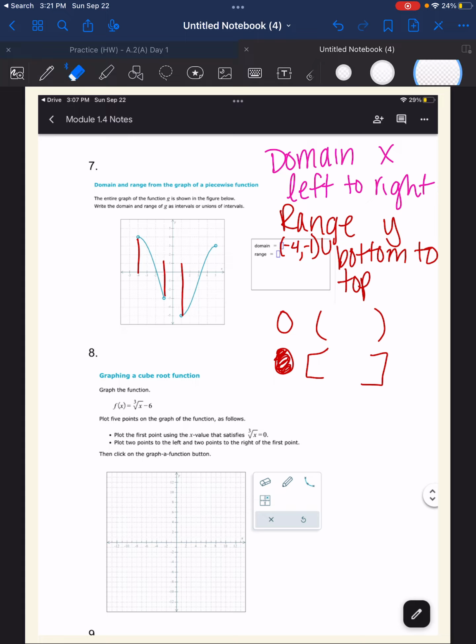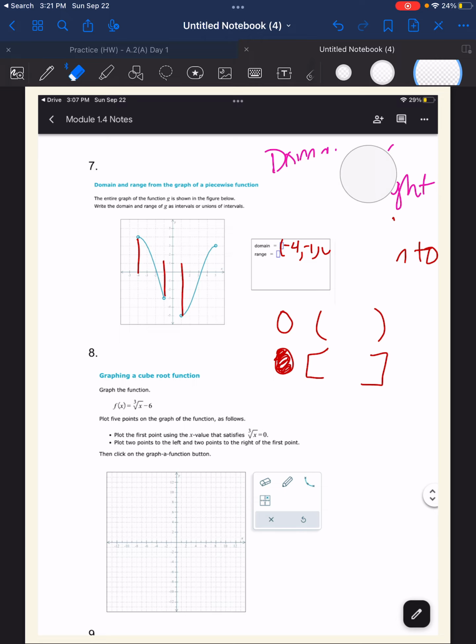Let me erase some of this so y'all can see it. We've all been under a considerable amount of stress.